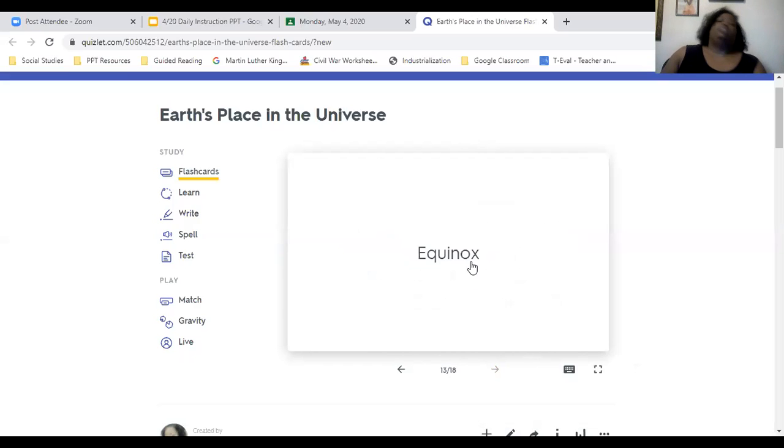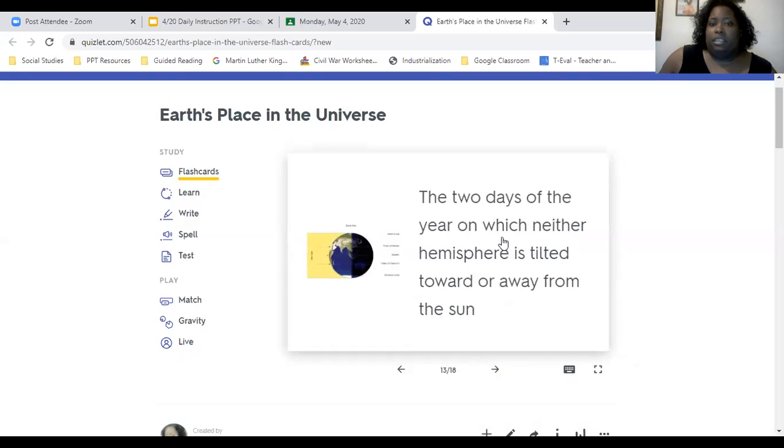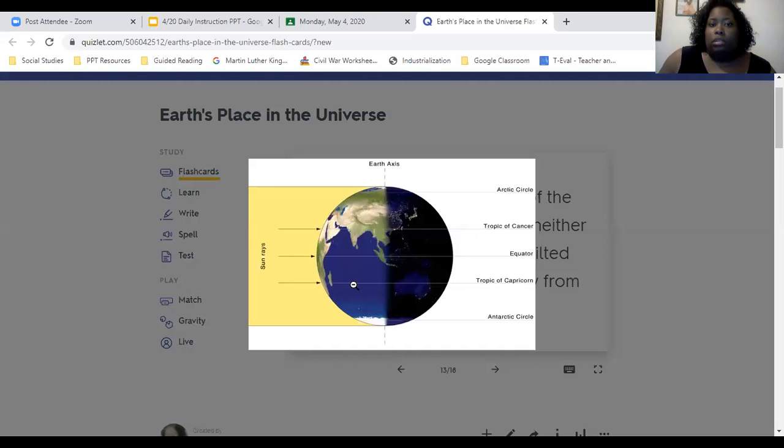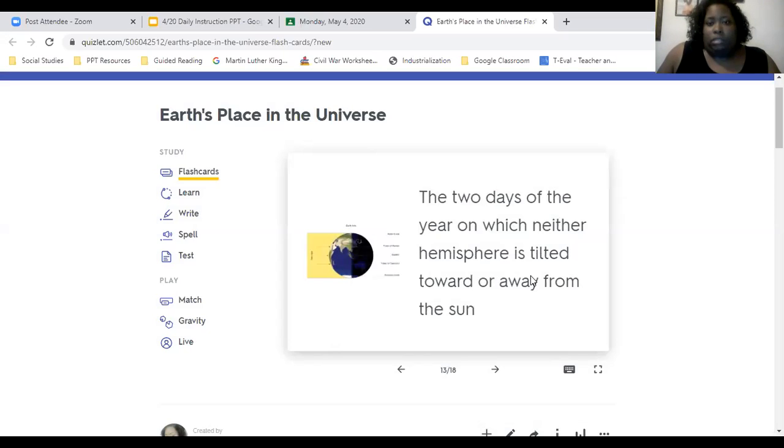The equinox. So an equinox is the 2 days of the year on which neither hemisphere is tilted toward or away from the sun. So the equinox is when the sun is forward this way, and remember, it's the tilt. It's the tilt, not the distance, that causes the seasons. And we have the solstice, or we'll talk about that too.